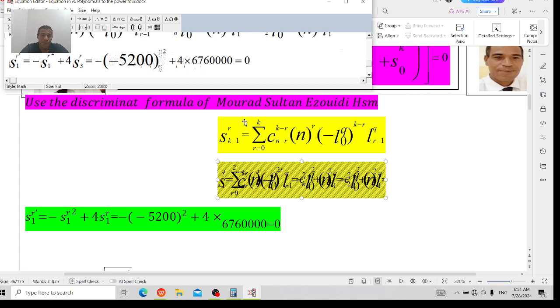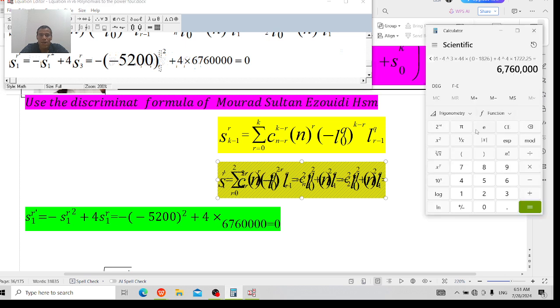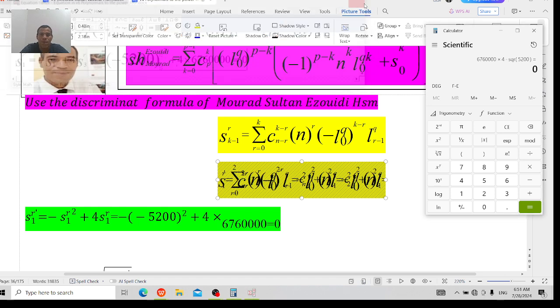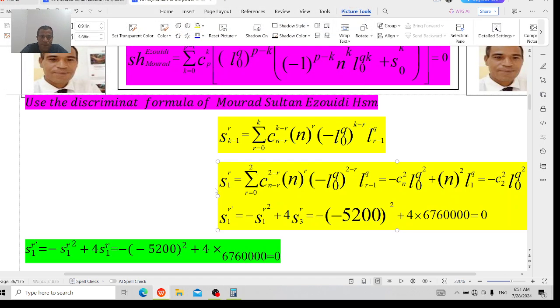Therefore, learners, I will use my calculator first to calculate this. I'll multiply this by 4 minus 5,200 squared. We hope it is equal to 0. Okay, I will close this one, minus, I will close this one. Let's see if it is possible. I will put it here.